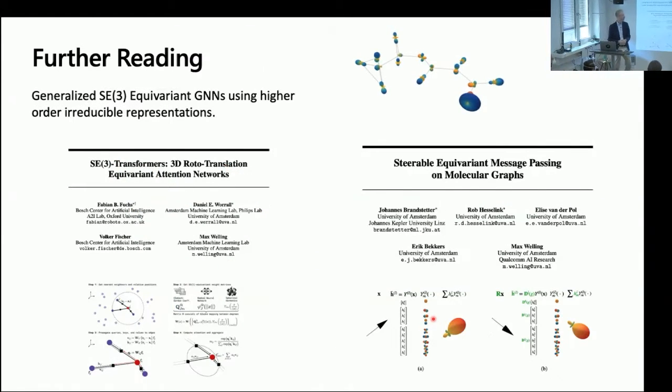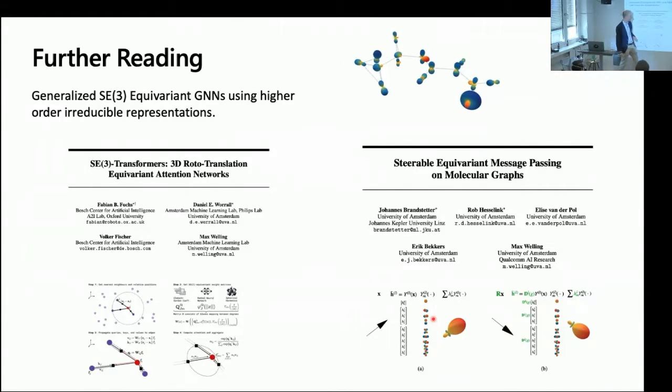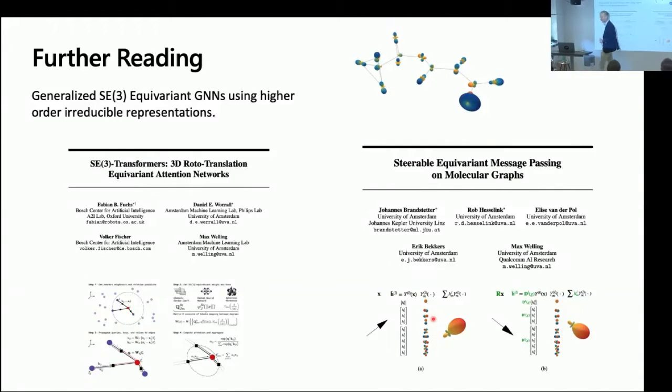Okay, so there's further reading. I just wanted to highlight this because in this work, these are more sophisticated versions of graph neural networks that are equivariant under these rotations and translations. This one has Daniel Worrall on it. And this is the later one. This is the first paper that we did with Johannes Brandstetter. Very beautiful paper on steerable equivariant message passing on molecular graphs. I can highly recommend it.